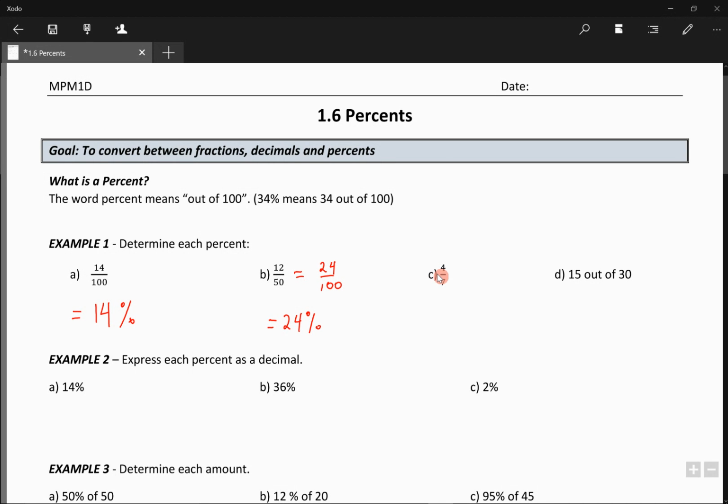4 out of 7. Similarly, if you do this, it's going to be 57.14%. And you can have decimals as part of your percentage. In this case, I'd simply round it to two decimal places. And then 15 out of 30 is equivalent to saying 50 out of 100, which is 50%. Another way of thinking about it is, 15 is just half of 30, so 50%.